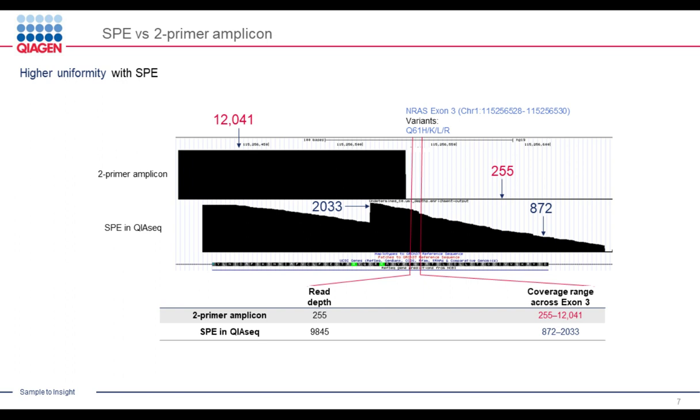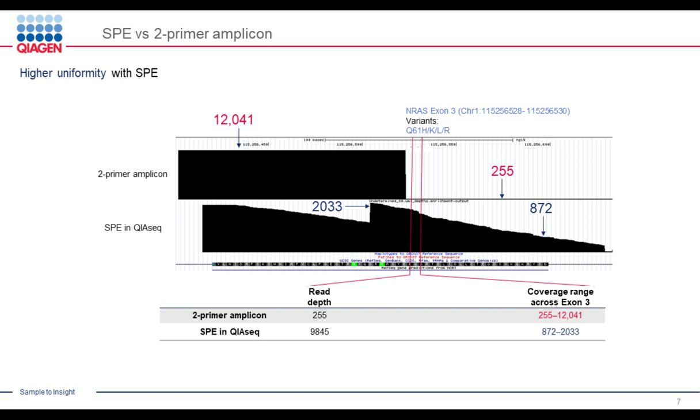On the top part of this graph is the type of coverage that you would get using a 2-primer amplicon approach, versus the single primer extension approach, which has been introduced in the QIAGEN workflow, on the bottom part of the slide. In the table, the numbers represent the read depth across a specific region that we're looking at, and you're also looking at the coverage range. So if you look at how exon 3 of NRAS has been covered using the 2-primer amplicon approach versus the single primer extension approach in QIAGEN, you do see big differences.